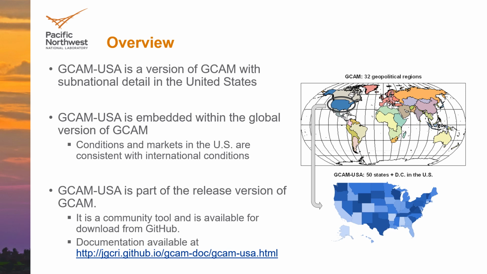GCAM-USA is embedded within the global GCAM model, meaning that GCAM-USA simulates international and subnational USA outcomes simultaneously. Thus, outcomes in the United States are consistent with dynamically evolving international market conditions. GCAM-USA is included as part of regular GCAM model releases and is available for download on GitHub. Model documentation specific to GCAM-USA is available at the web address listed on this slide.